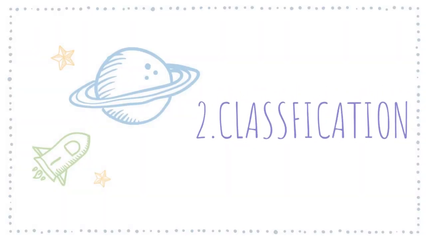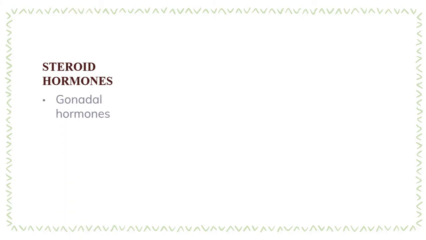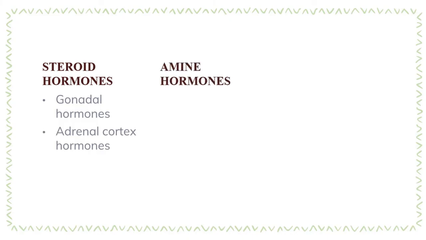The next part, I will introduce to you the classification of hormones. Chemical nature of hormones: this category of hormones is divided into six classes. Steroid hormone is derived from cholesterol, which belongs to a chemical compound known as steroids. For example, gonadal hormones and adrenal cortex hormones. Amine hormones.